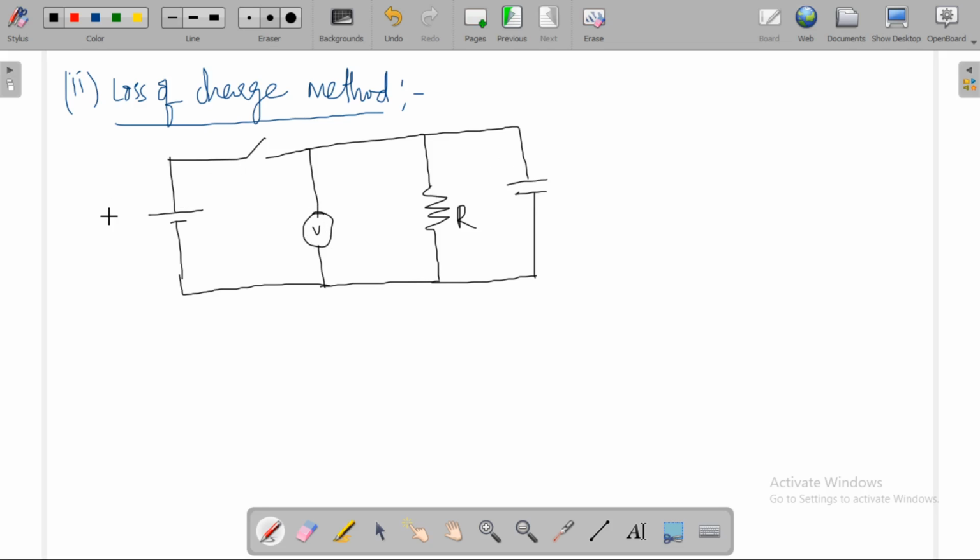Let V be the voltage applied to this circuit. This is switch S. First we close the switch to charge this capacitor.